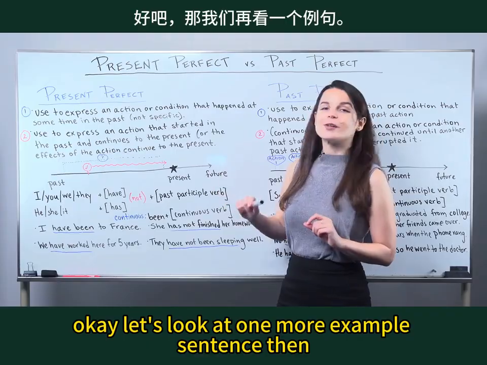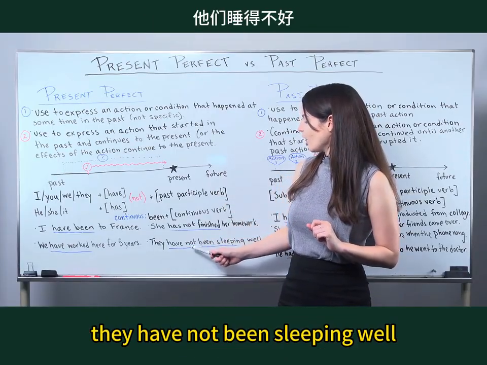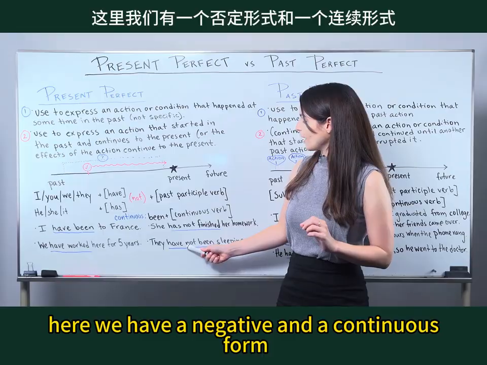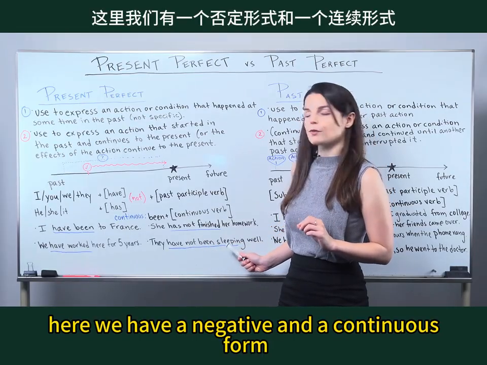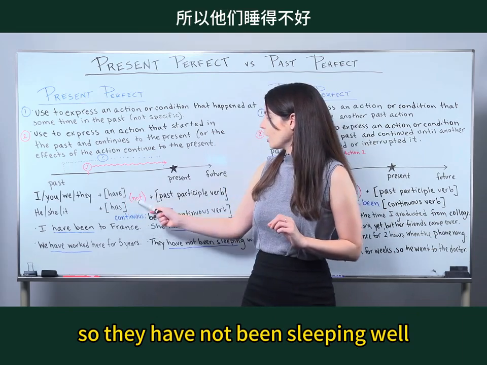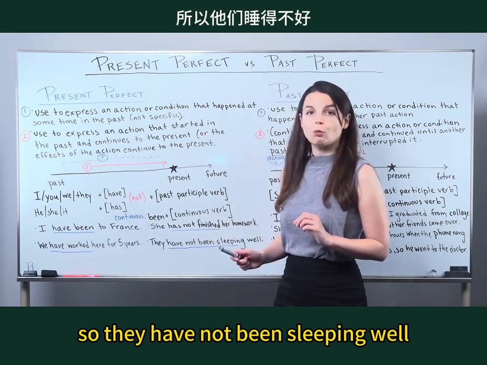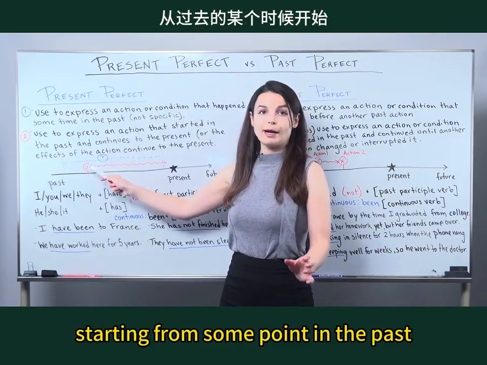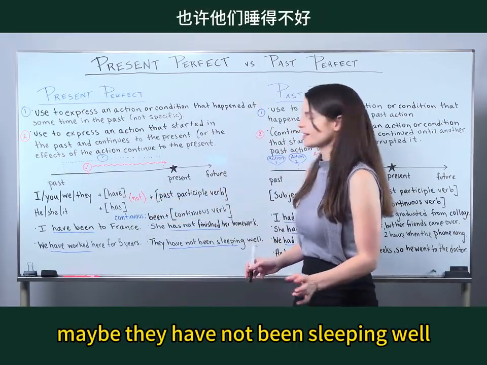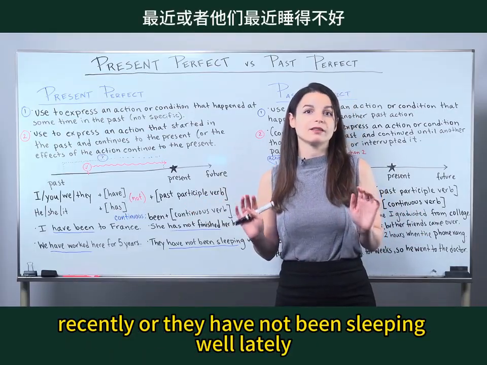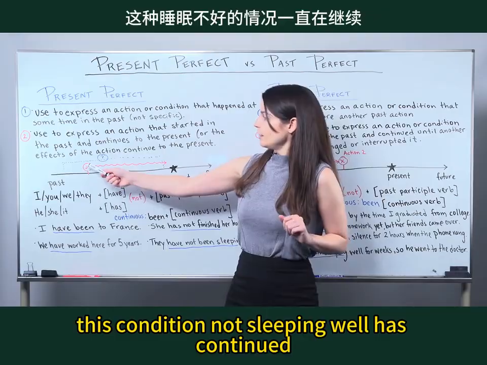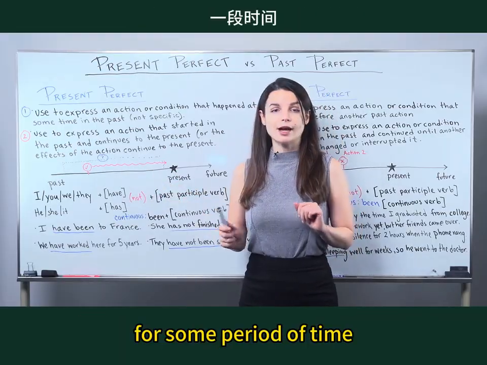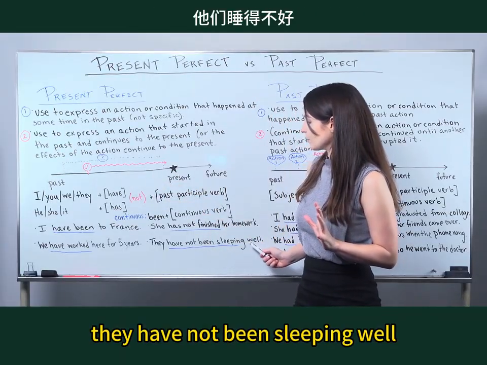Okay, let's look at one more example sentence then. They have not been sleeping well. Here we have a negative and a continuous form. What does this mean? So this means starting from some point in the past, we don't know exactly when. Maybe they have not been sleeping well recently, or they have not been sleeping well lately, would be common. This condition, not sleeping well, has continued for some period of time.